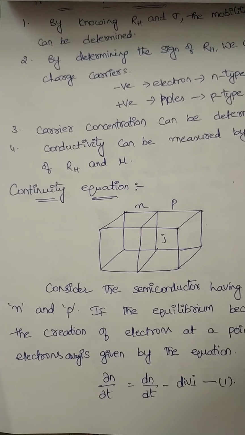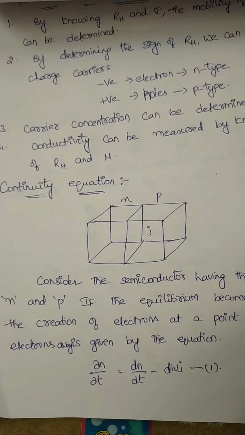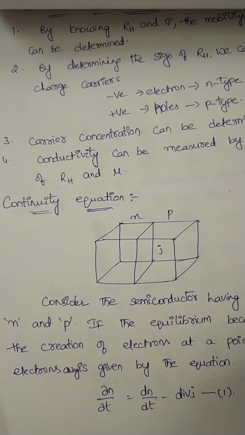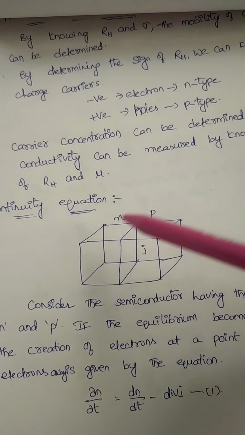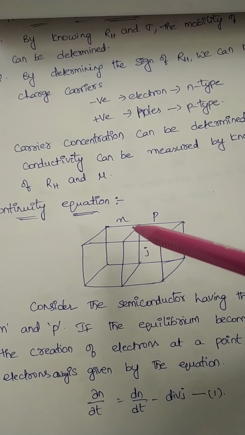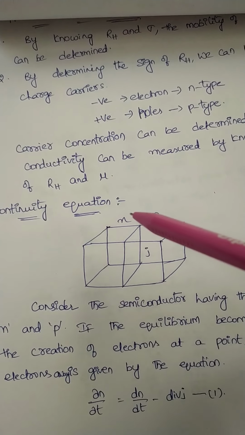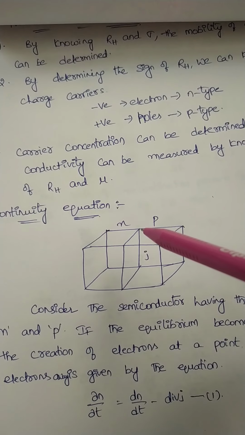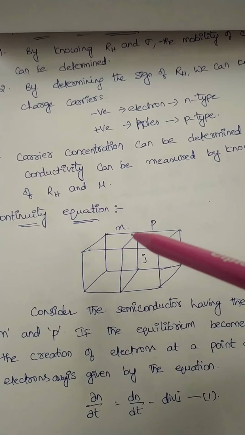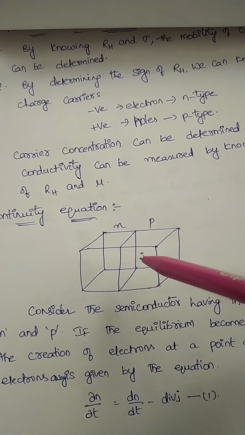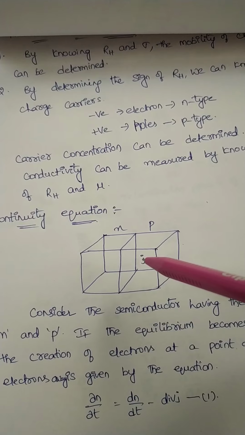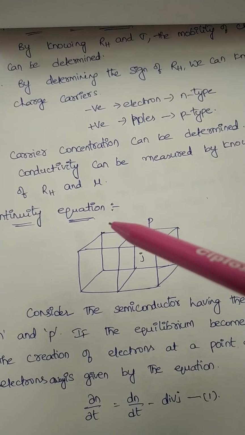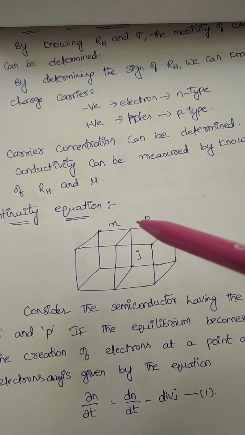Today we are going to discuss the last topic in semiconductors, which is known as the continuity equation. Here we are considering a semiconductor which has both charge carriers, electrons and holes. Whenever the number of electrons equals the number of holes, it is said to be the equilibrium position. The continuity equation occurs only when the electrons and holes are in the non-equilibrium position.